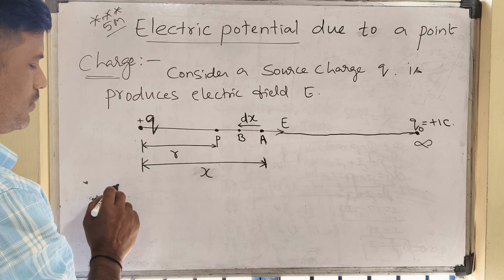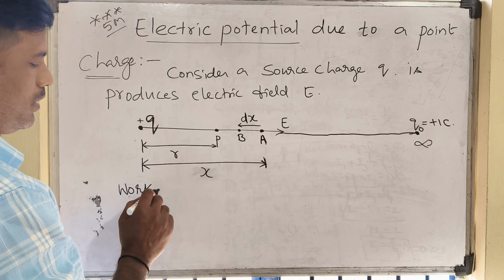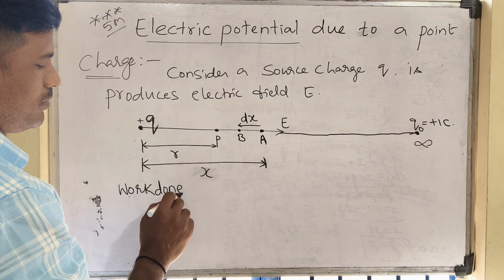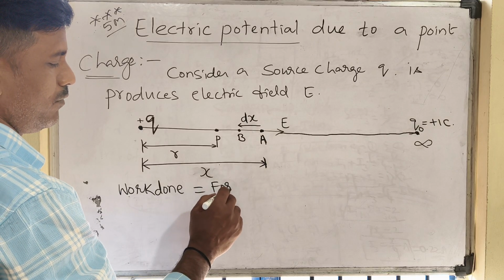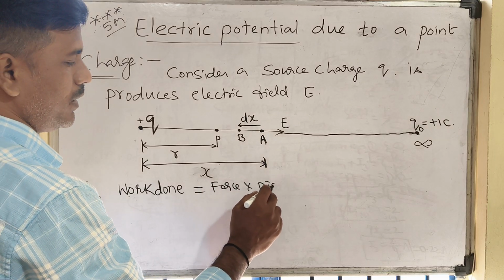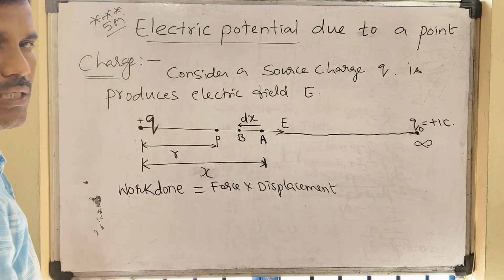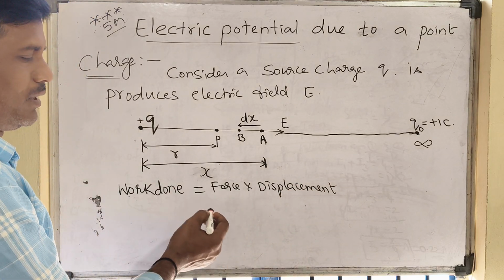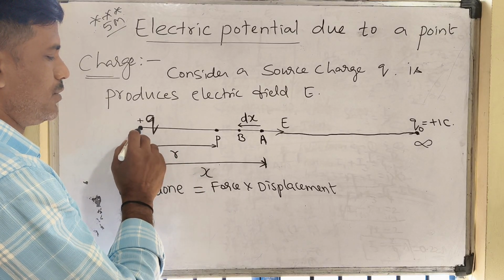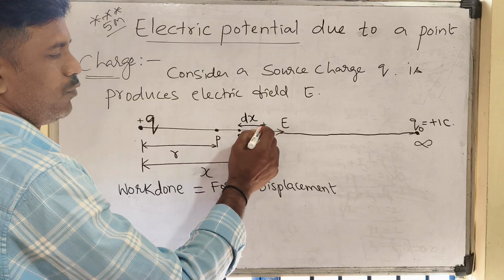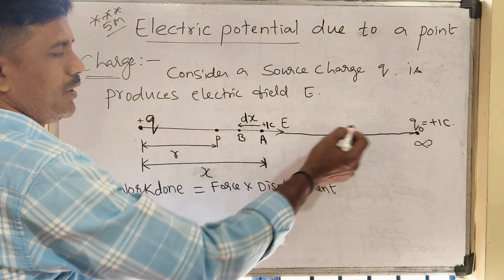So what is work done? Work done is nothing but potential only. If there is no work done, it means zero potential. The work done formula: W is equal to force into displacement. Now what force exists here? Coulomb force. What Coulomb force here? This charge, and here 1 coulomb of charge. A 1 coulomb test charge is brought from there to here.